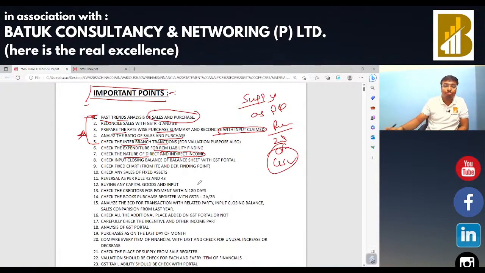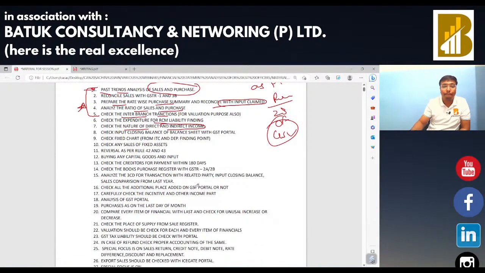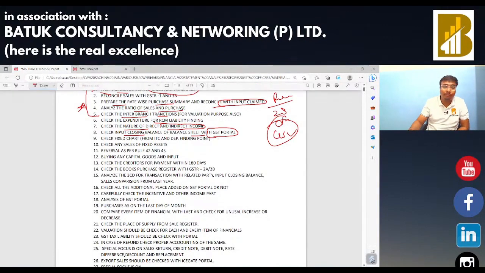Now next, check the input closing balance of the balance sheet with the GST portal. This is a very important task and we need to perform it. I know there will be a difference there, no issue. A difference does not mean fraud. We need to maintain the reconciliation of those differences. We need to demand the reconciliation of the differences.